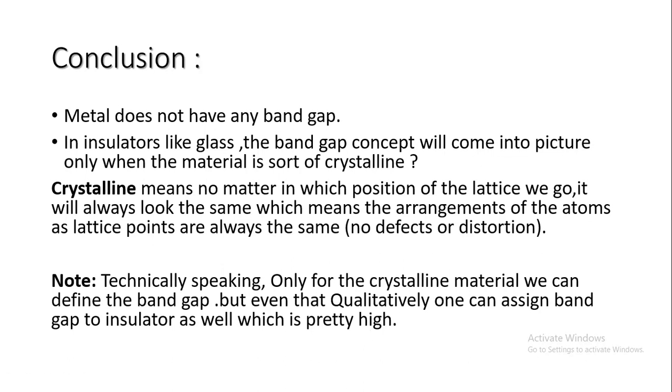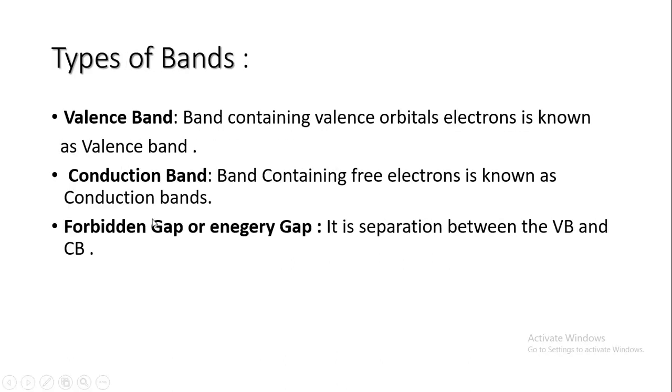If somebody asks, if the band gap is 6 electron volts, those kinds of materials are known as insulators, like wood and glass. Carbon also has a 5 electron volt band gap, so only then can we say carbon is not a semiconductor. Sometimes in exams they ask this kind of question, right?